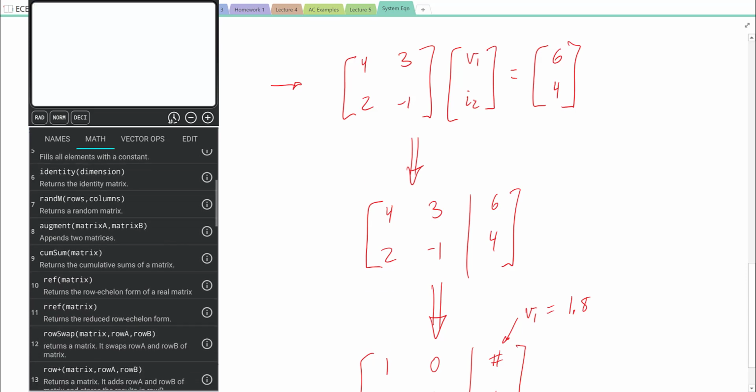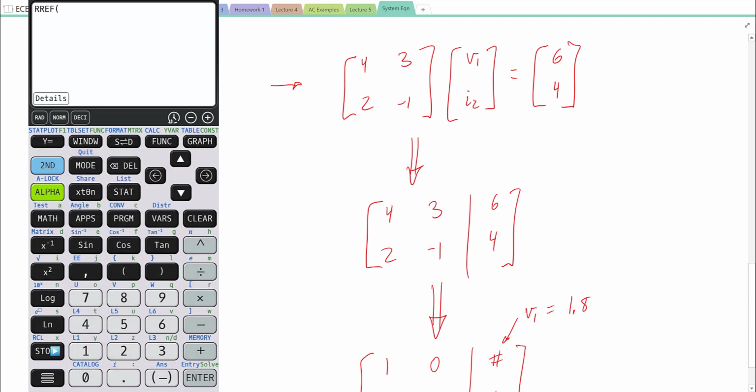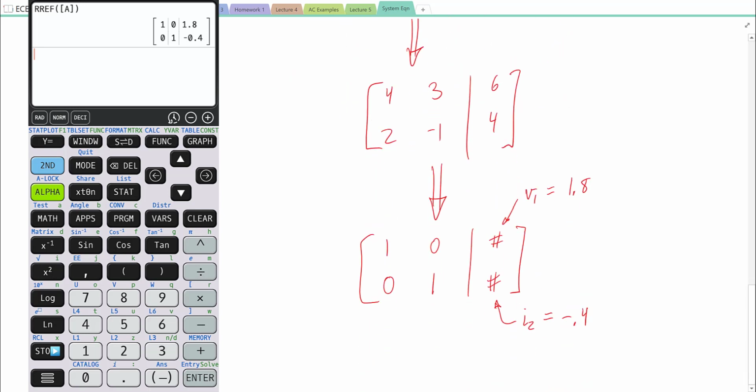And if I use the RREF function, then I can go back to my matrix and the reduced row echelon form of that matrix comes out to 1, 0, 1.8, and 0, 1, minus 0.4. And so I got the same answers. I got 1.8 and minus 0.4 for V1 and I2 in this system of equations. Okay, so that's how you do it on the TI-84. You've got an actual solver, or you've got the reduced row echelon form.